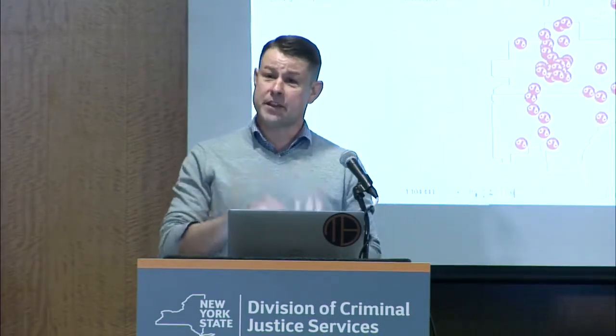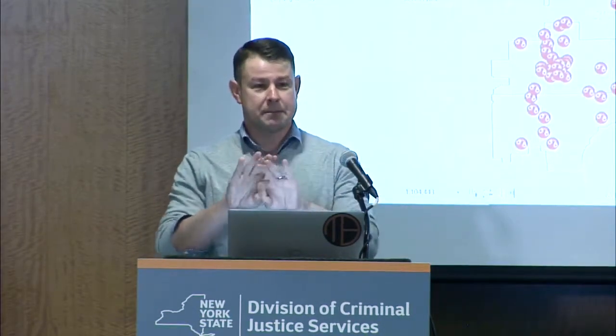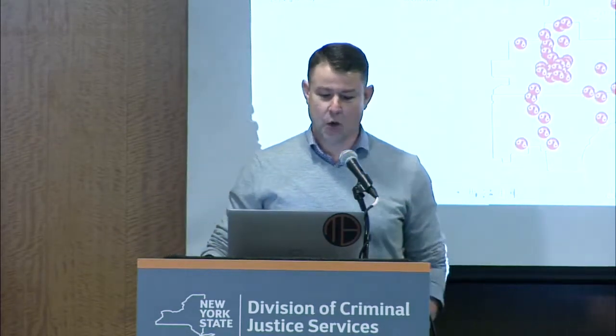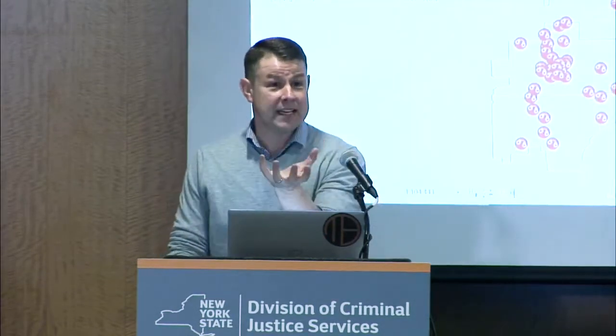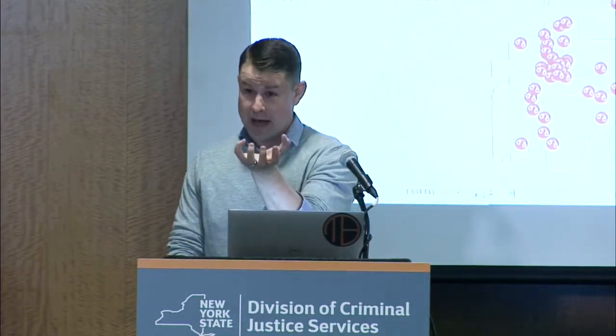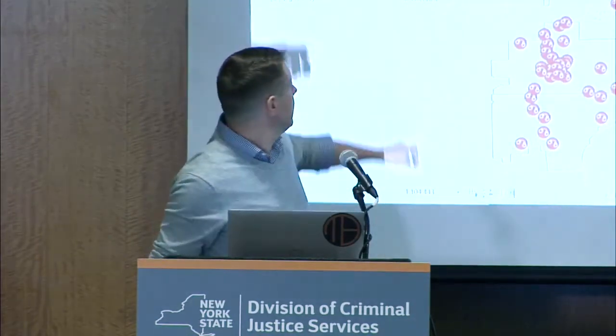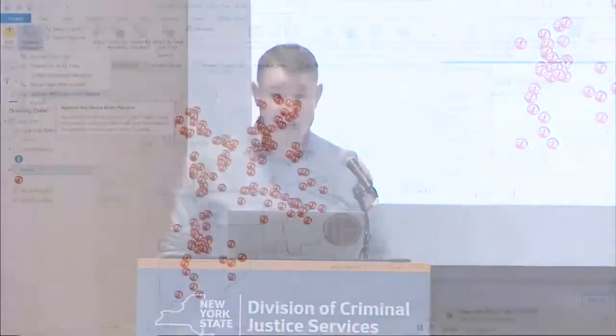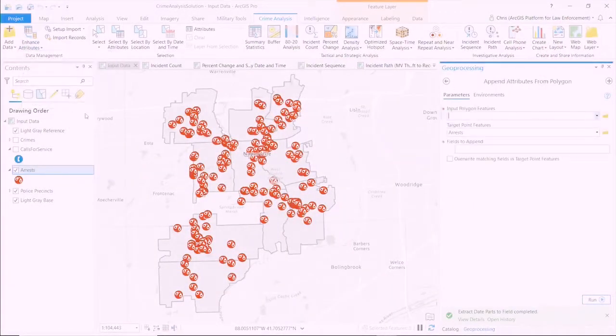So what we've done with this tool set is broken those two concepts into two completely separate tools. So when you want to take polygon data and append information from a polygon layer into a point layer, we have a new tool called Append Attributes from Polygon. So we can run that right now on our arrest data, and we're going to append information about our precincts layer into our arrest layer. We're going to add in the district ID, and now I'll run that tool.